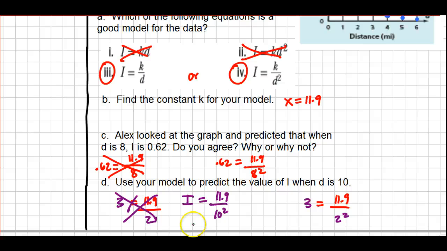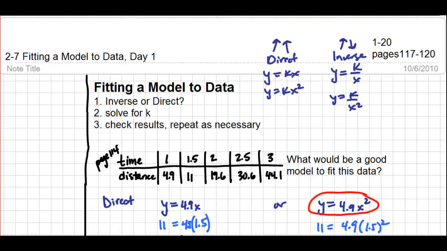And so that's it for this lesson. Don't forget, for fitting a model to data, this was day 1. We will be continuing with 2.8 as we do more with fitting a model to data.